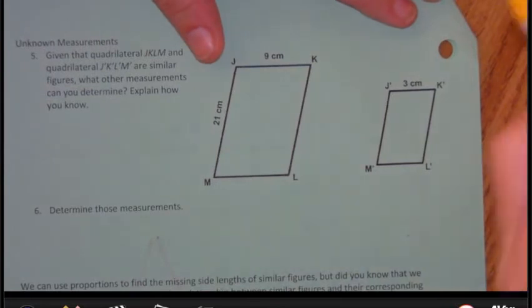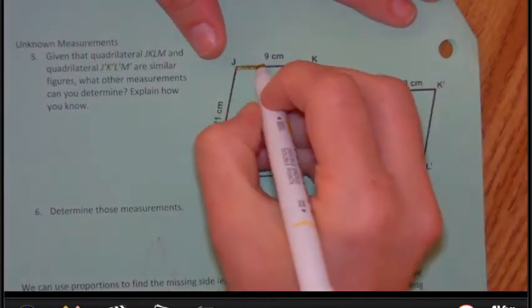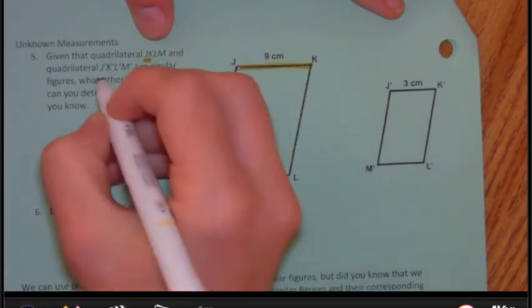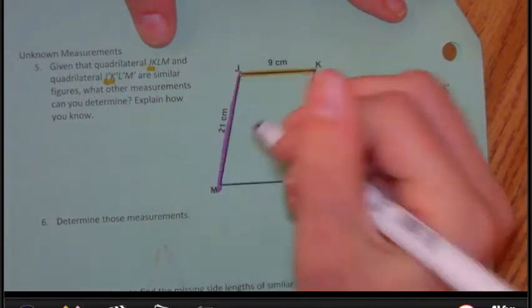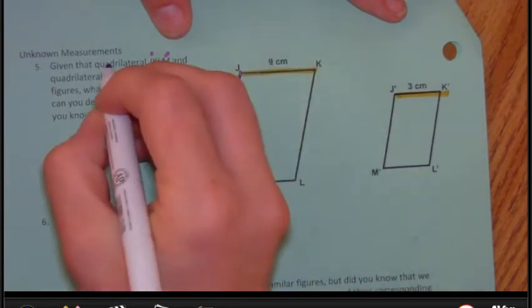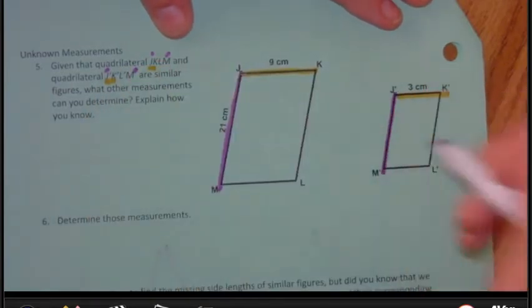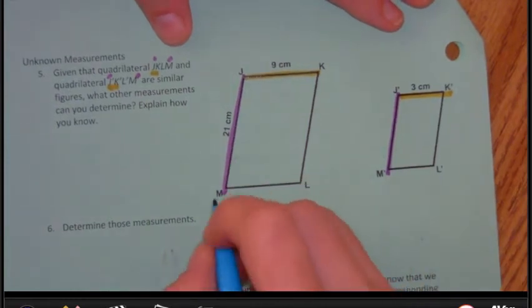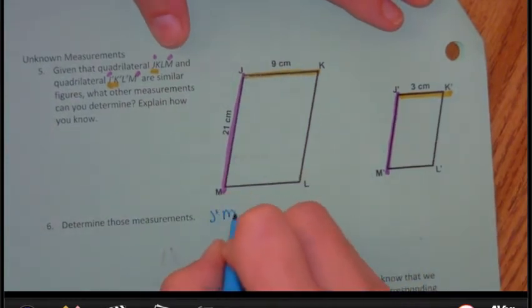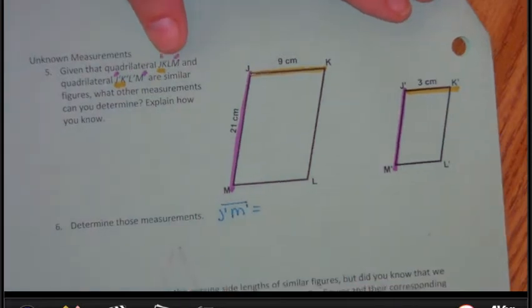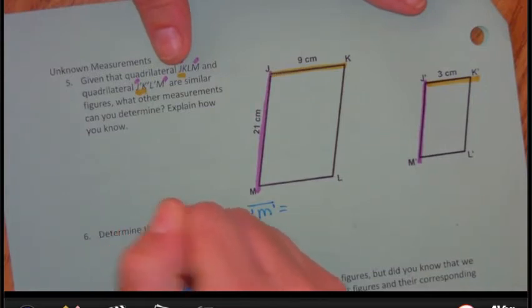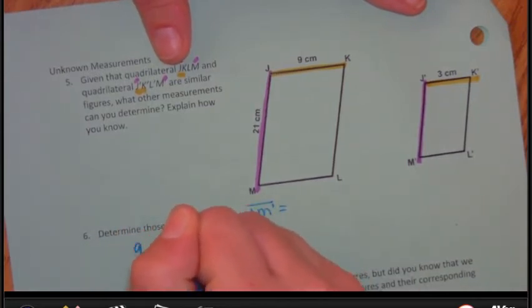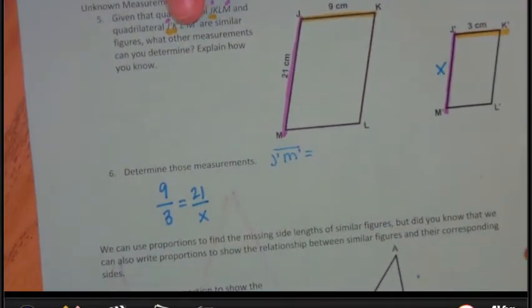I see, based on how it's written, that J to K, so these two, is similar to these two, J prime to K prime. I know that J to M, going from here to here, is similar to J prime and M prime. So I can find the measurement of J prime M prime just by setting up a ratio. I'm going to have 9 over 3 is equal to 21 over X, because I'm going to say that this is equal to X.